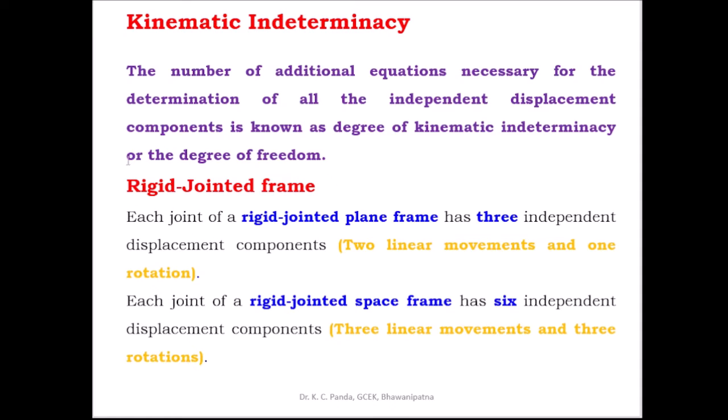Then what is a rigid jointed frame? In a rigid jointed frame, the members are connected at the joints by rigid connections. There are two types of rigid jointed frame: one is the rigid jointed plane frame, another is the rigid jointed space frame. In a rigid jointed plane frame, at each joint there are three independent displacement components: two linear displacements and one rotational displacement.